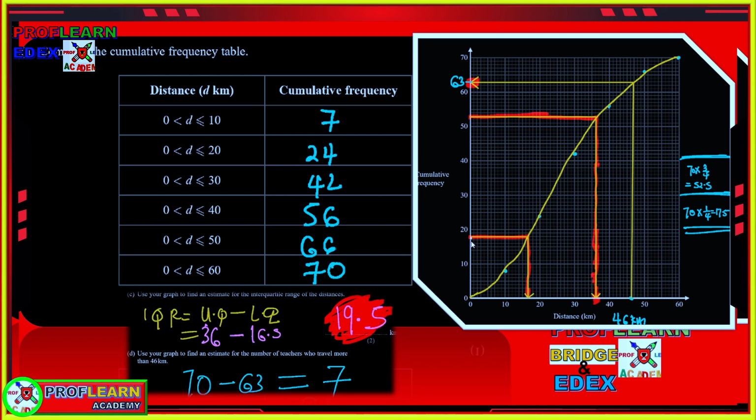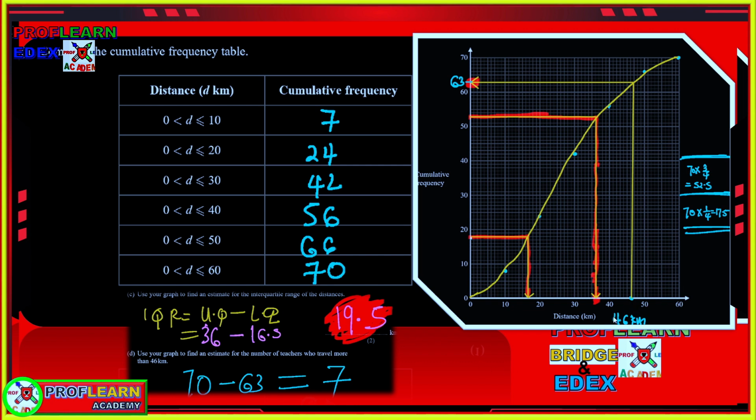Then we also need to find the lower quartile, and the lower quartile is going to be 70 times a quarter. That becomes 17.5. So I'll move to this point and check where my 17.5 is on the y-axis. I go across where it meets the curve, I read down here, which is 16.5. In order to determine the interquartile range, I should subtract the two, and my answer becomes 19.5.